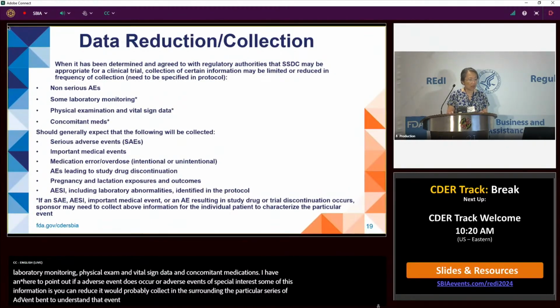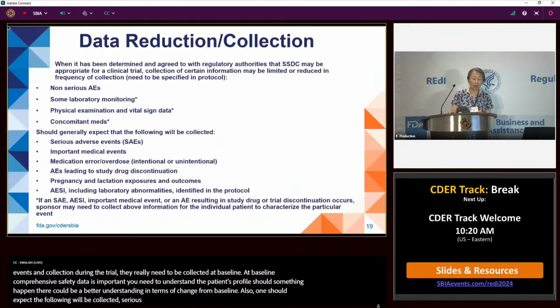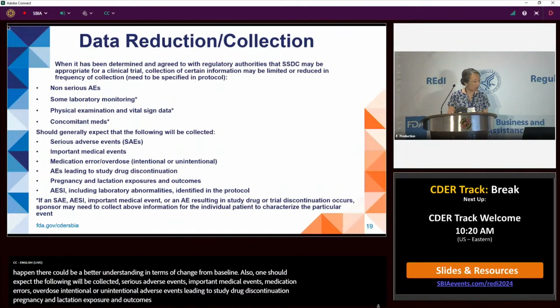Also, importantly, generally, one should expect that the following will be collected: serious adverse events, important medical events, medication errors or overdose, intentional or unintentional, adverse events that lead to a study drug discontinuation, pregnancy and lactation exposure and their outcome, and adverse events of special interest, including lab abnormalities. And this, again, is identified in the protocol.